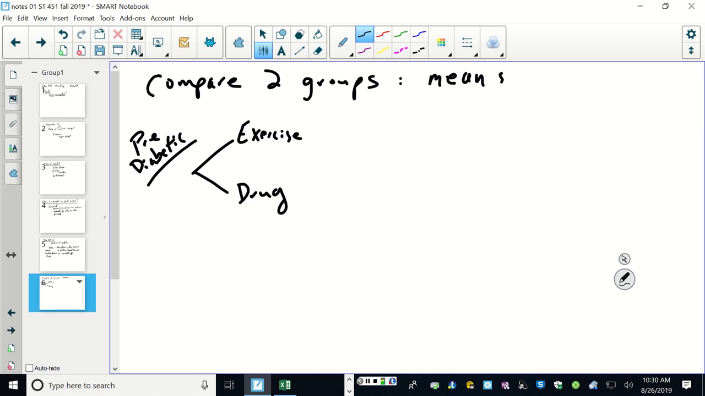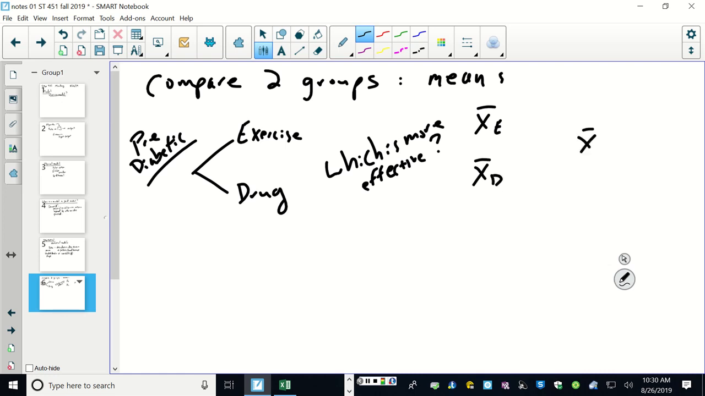Some are going to exercise, and some are taking a drug. And we might want to see which is more effective. So maybe we look at average weight loss. We might have an X bar for the exercise group and an X bar average for the drug group. And we could look at just the difference of these things. And that would seem to be a pretty simple setup for this.